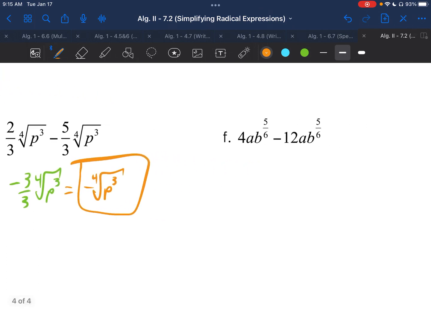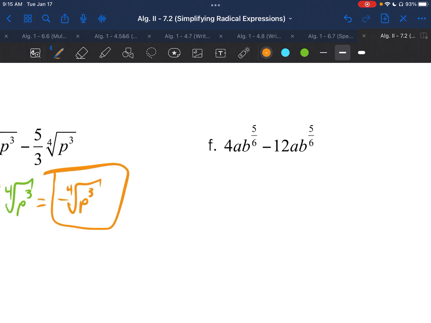All right, our last example of the day. I want to encourage you to try this one on your own. Use example E as a reference. All right, so if you were to look at these in radical form, you might notice a little more straight away that it's 4a times the 6th root of b to the 5th minus 12a times the 6th root of b to the fifth.